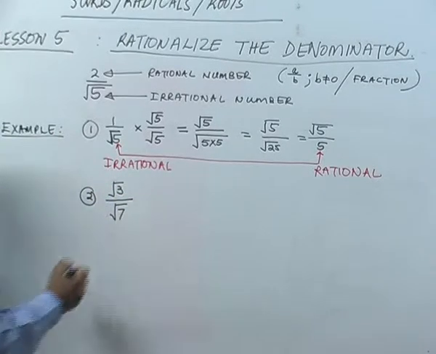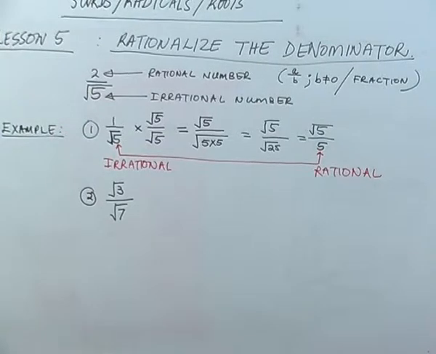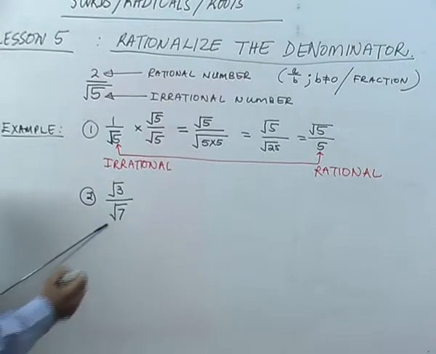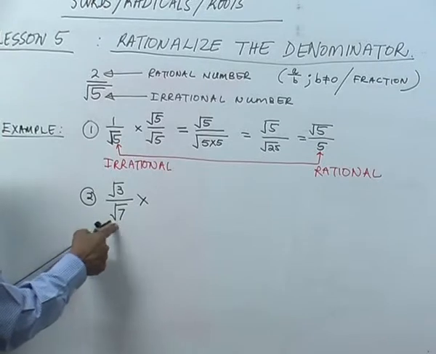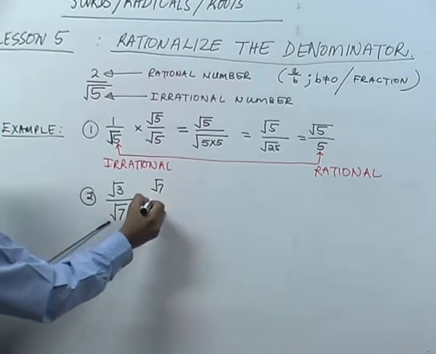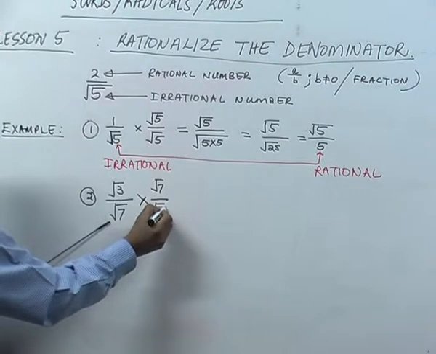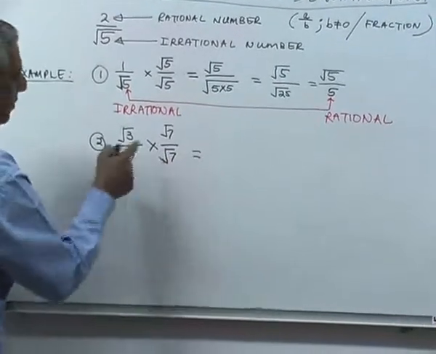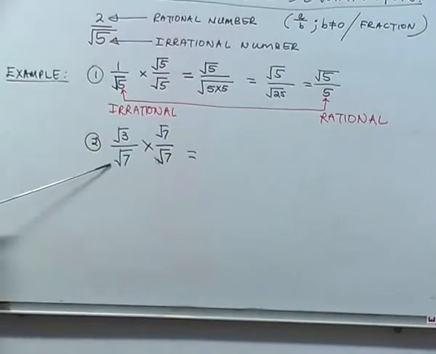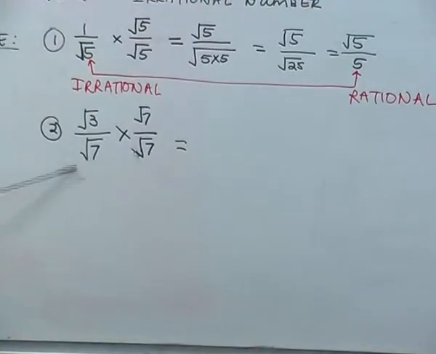Square root of 3 over square root of 7. Once again, you look at the denominator and you multiply by denominator upon denominator, which means square root of 7 over square root of 7. Now you've got that. You look at the denominator, don't worry about the numerator. Although the numerator is irrational, don't worry about it. You only look at the denominator. Square root of 7, multiply by square root of 7 over square root of 7.